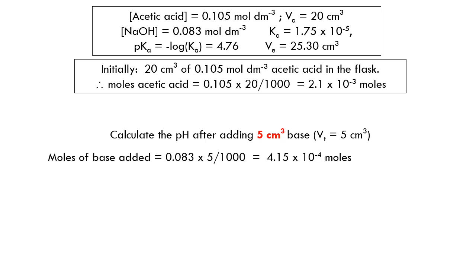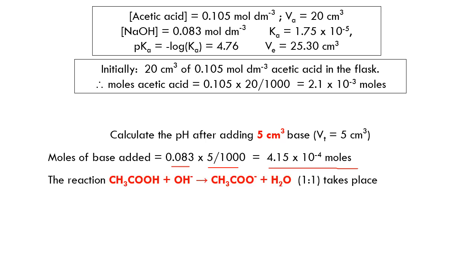First, we want to figure out the number of moles of base that we've added, and we can determine this by the concentration of the base multiplied by the volume in liters, and that tells us that we've added 4.15 times 10 to the minus 4 moles. So we see that this number is less than the number of moles of acetic acid. If you want to think about it, that tells us which one is the limiting reagent in this example.